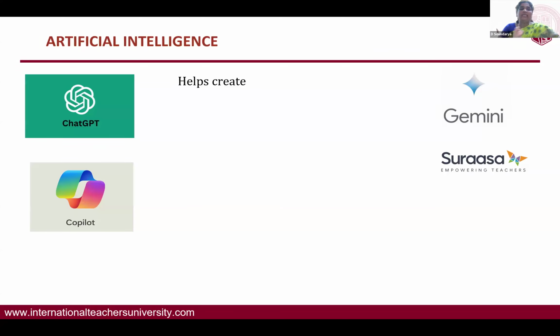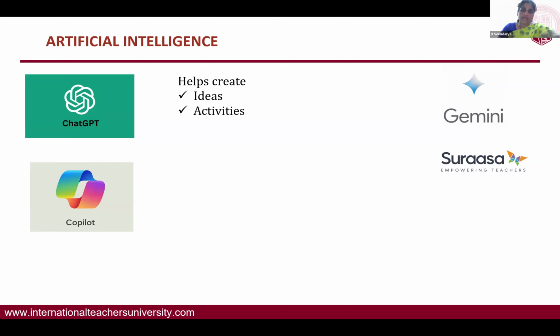So let's quickly see artificial intelligence. I'm sure all of you are aware of these different sources, or sites, where we can go and ask any question of the AI and it can help us solve the answers. So we have ChatGPT, we have Gemini, we have Copilot, we have Surasa. All these are excellent sources where we can find answers to some of our very difficult questions.